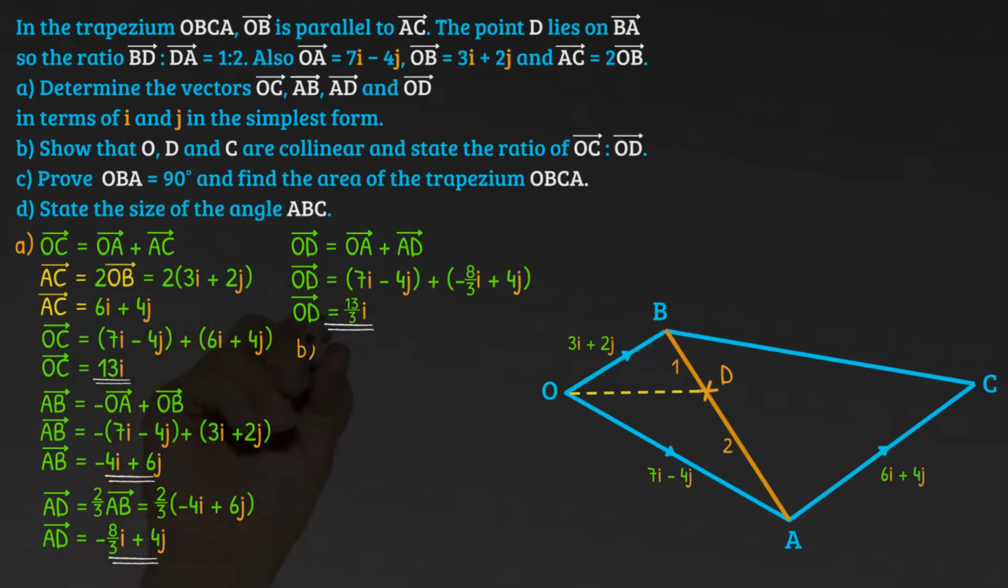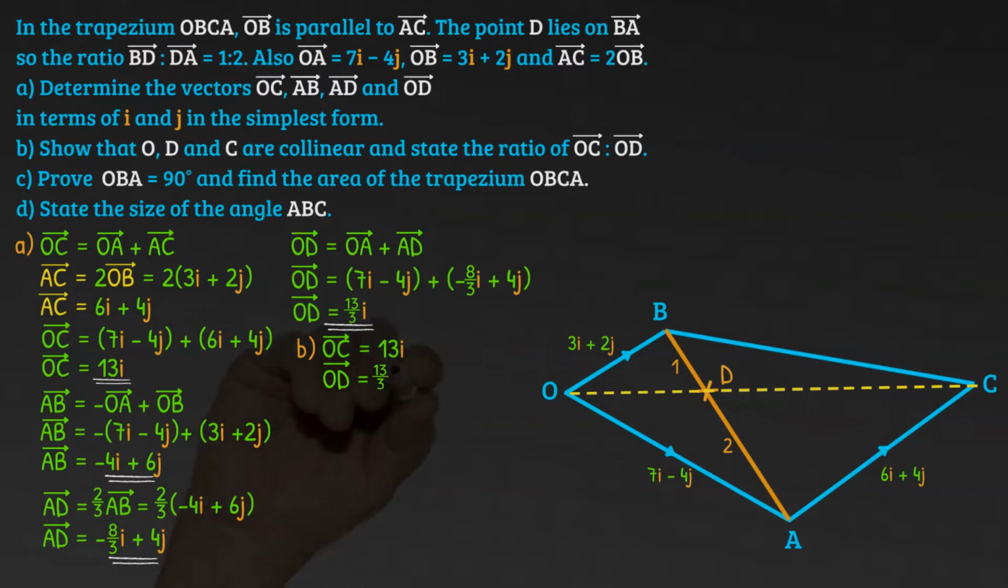In part B, we're asked to show that O, D and C are collinear, so they lie on the same line. Well, if one vector is a scalar multiple of another vector, then we know they're parallel, and if they share a common point, we know they're on the same line. So if we write OC and OD down together, because we've already worked them out in the previous section, we can clearly see that OD is 1/3 of OC. And as they share the point O, they must be on the same line. And we know the ratio of OC to OD is 3 to 1 because OC is 3 times larger.